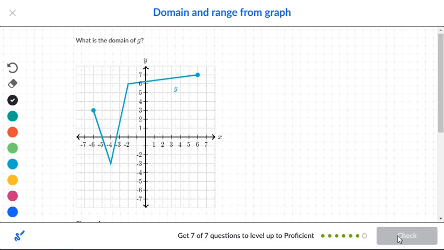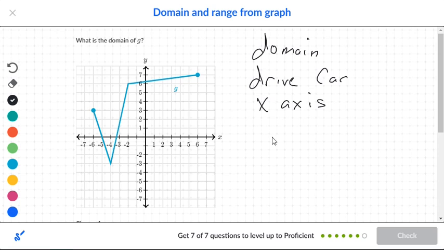Okay, we have a domain. So domain we want to drive. So domain, we think of the word drive. It's like you're driving a car. So you're going to drive a car, and this is the x-axis. So we want to go from, let's say, left to right.